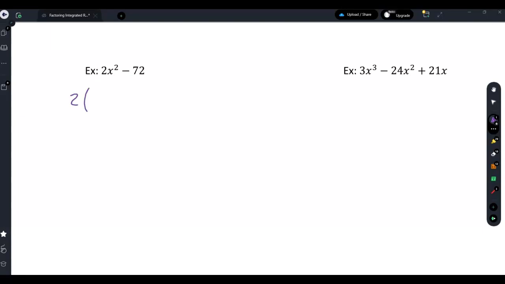And then in parentheses, I'm going to write what's left when I divide by that GCF. 2x squared divided by 2 would just be x squared. And then negative 72 divided by 2 would be negative 36. All right, so that's my first factoring step done, which is a GCF. And so then I need to keep going, right? I need to see, does this factor further, or does any part of this factor again?